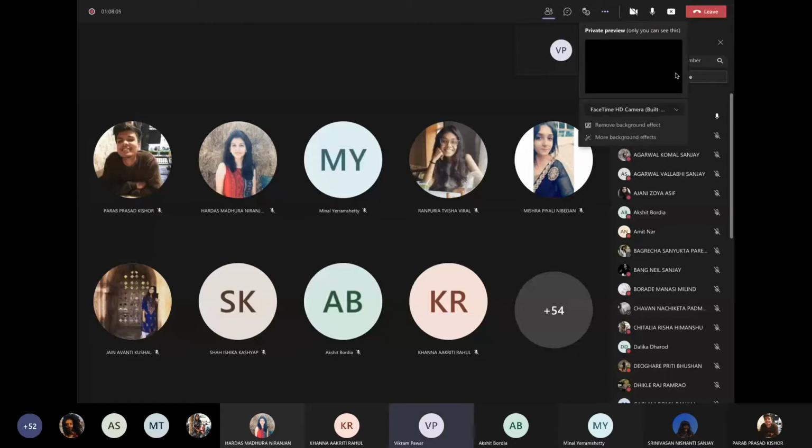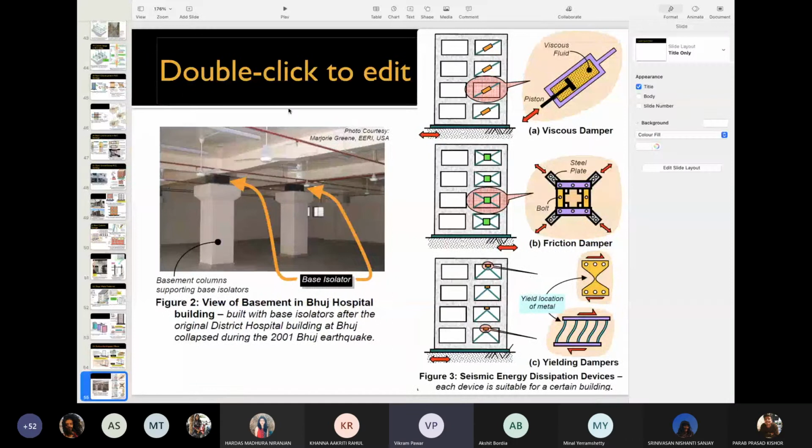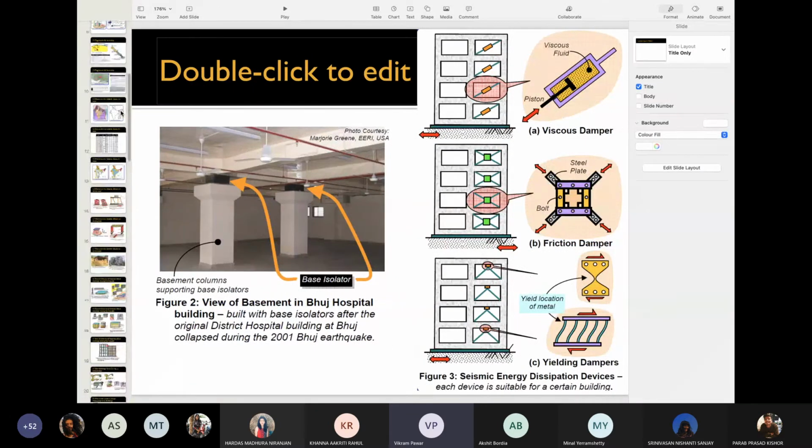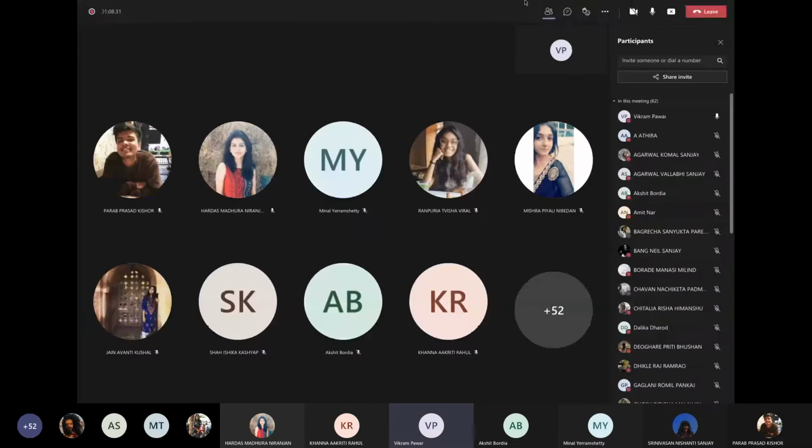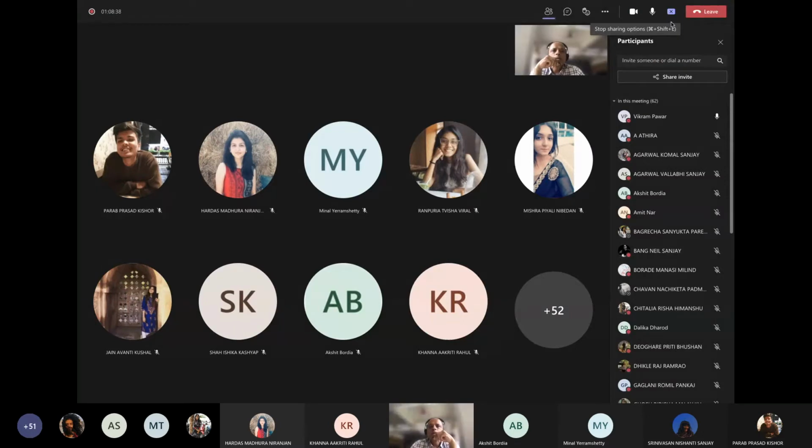So with that, the basic fundamentals of earthquakes have been covered. The earthquake tips were authored by CVR Murthy of IIT Kanpur, and it was part of the national capacity building in earthquake design. So we are through with this topic. Stop presenting.